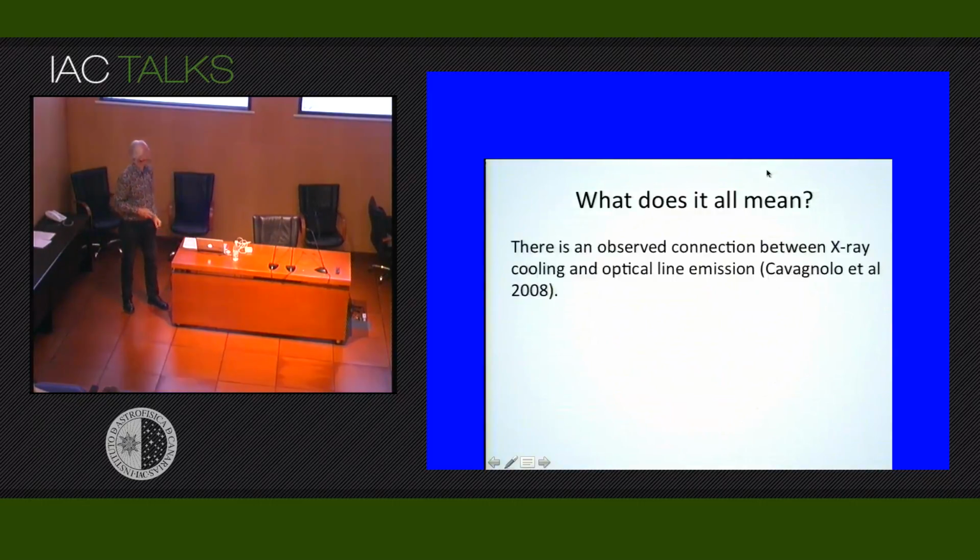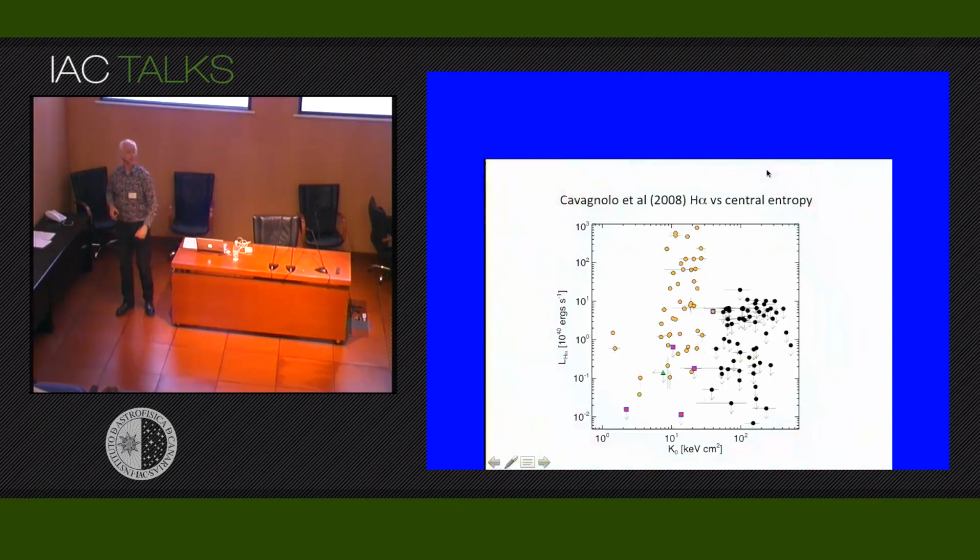So what does it mean? We clearly know that there's a connection between the X-ray cooling and the optical emission lines, in a paper by Ken Cavagnolo five years ago, where you have a property in the center on the x-axis, which is to do with the cooling in the center. Low values imply a short cooling time of this central entropy. And then you have the optical emission lines.